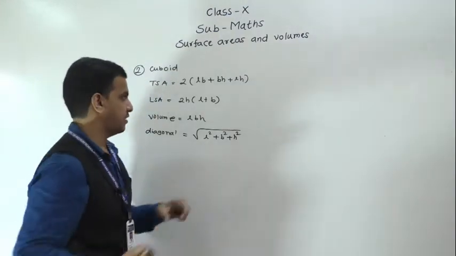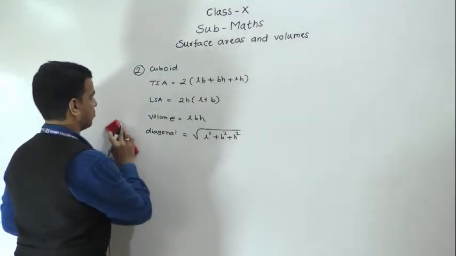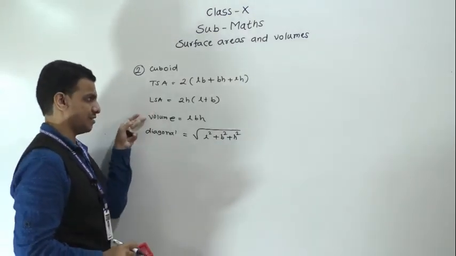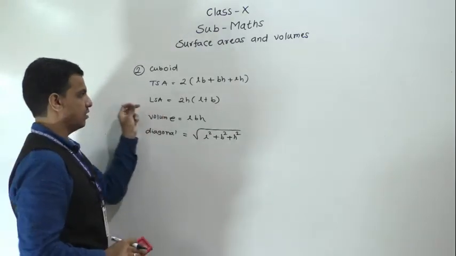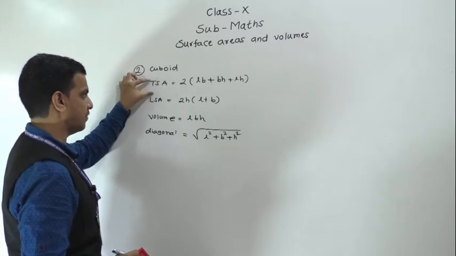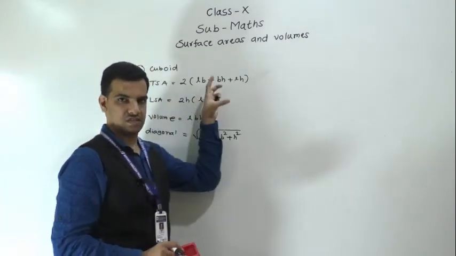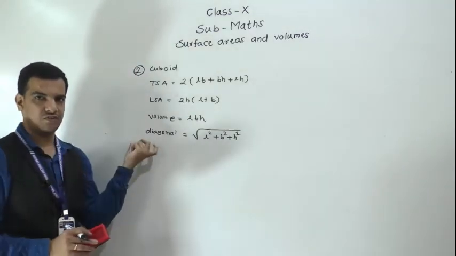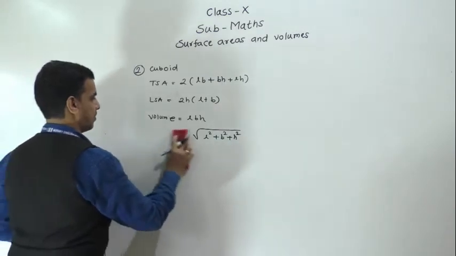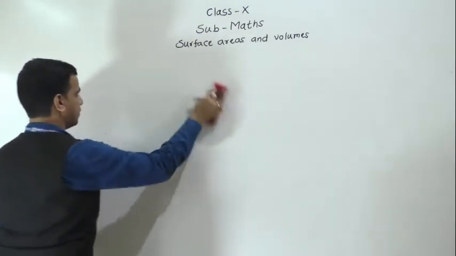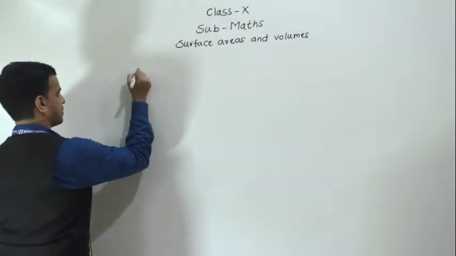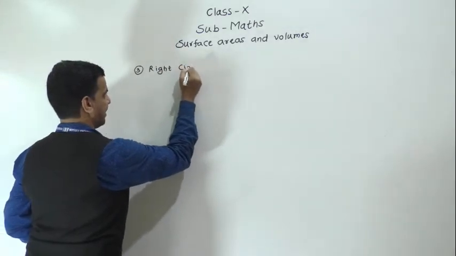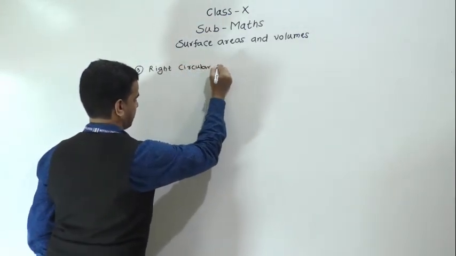Then we will take next, that is a cylinder. These formulas we learned in previous classes, so I am not explaining them again, I am only writing these formulas for review of surface areas and volumes, because we are going to use these formulas to solve examples. Now I am writing the formulas for cylinder. So third one is right circular cylinder. Why is it called right? Because height is perpendicular to radius.